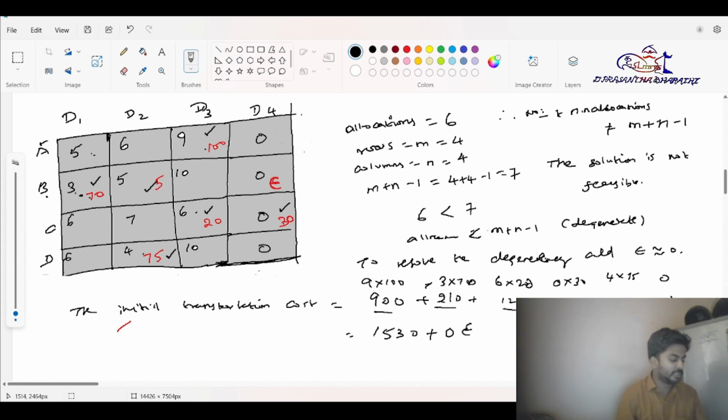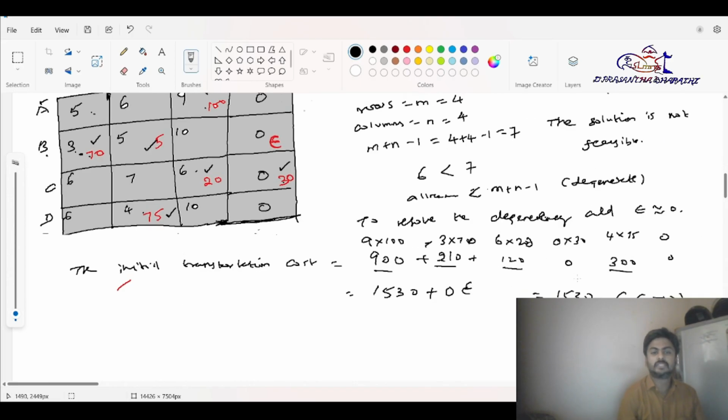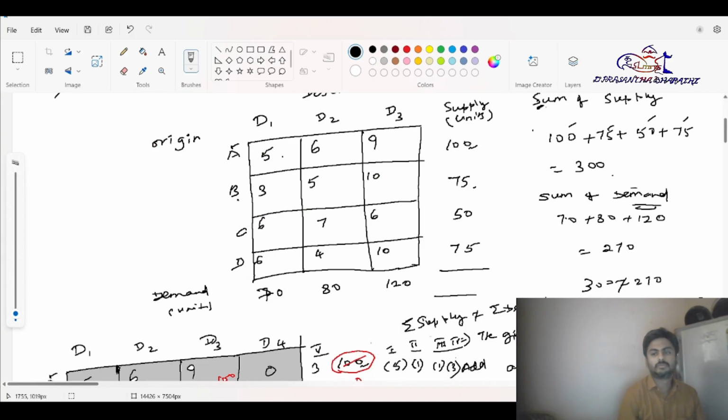Now we shall check with the optimality. If we check the optimality, the cost will vary, so that is what we are going to check now. This is simple initial transportation cost. So please keep in mind.